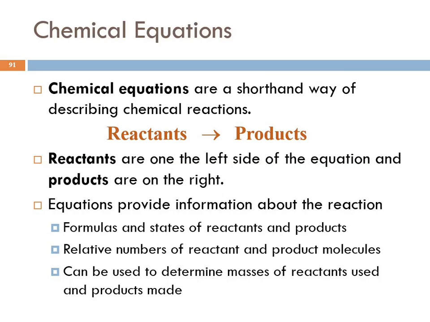There's a lot of information in chemical equations. They often give us the states of the reactants and products, whether they're solid, liquid, gas, or aqueous. They will give us the formulas. They'll give us the relative numbers of molecules of reactants and products. And these equations can be used to figure out what mass of butane I would need to burn to get 50 grams of oxygen. So they can be useful in predicting what's going to happen.